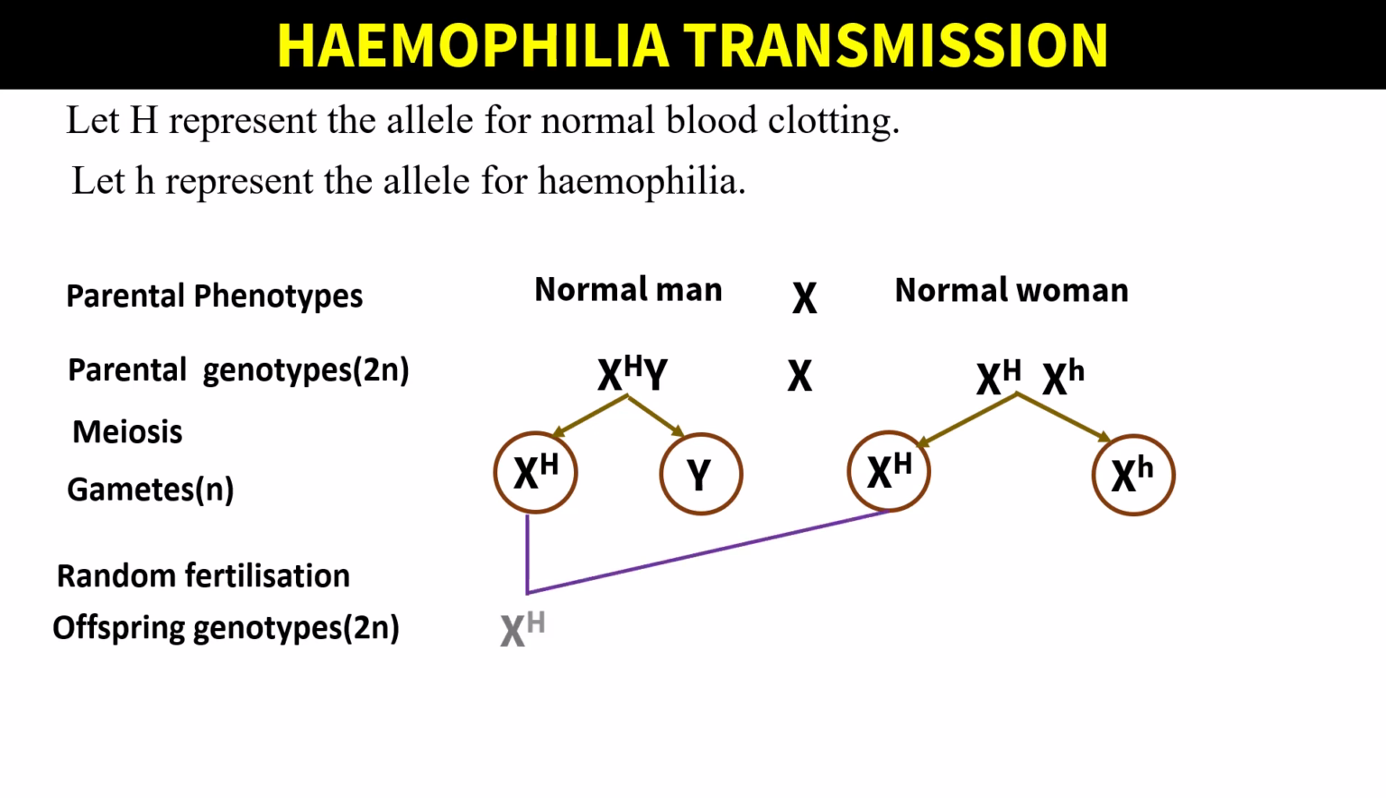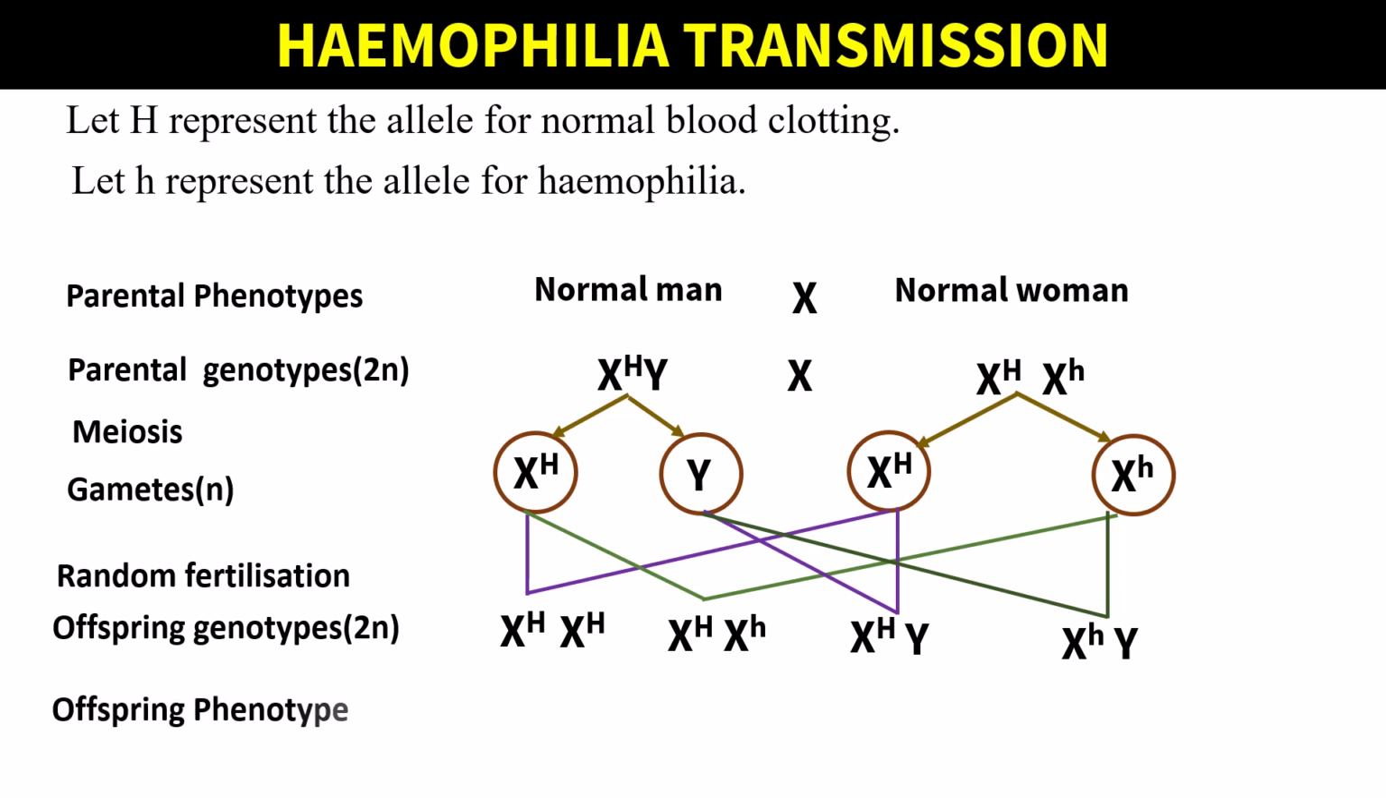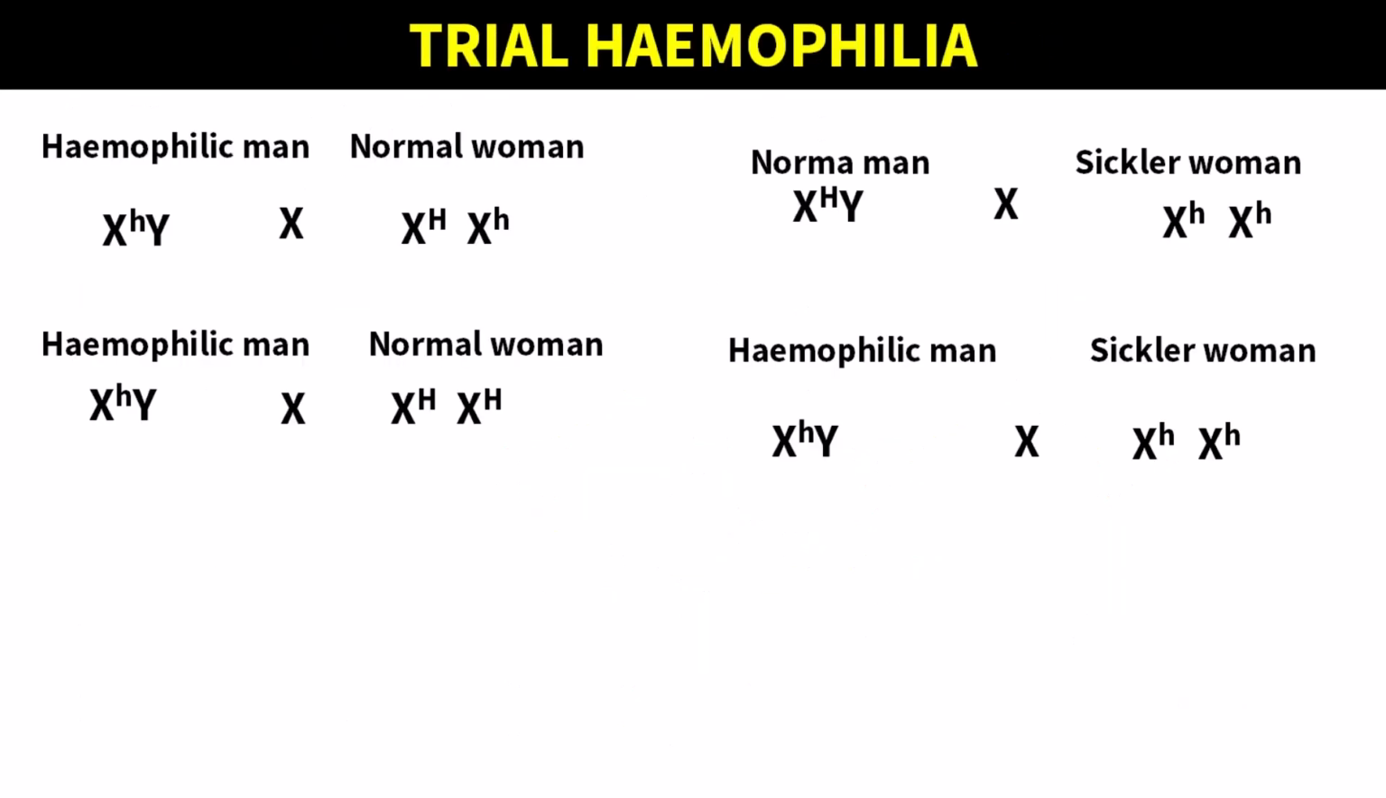One carrier daughter and one hemophilic son, others all normal. Offspring phenotypes: all daughters are normal, one normal son and one hemophilic son. You can try out the following combinations.